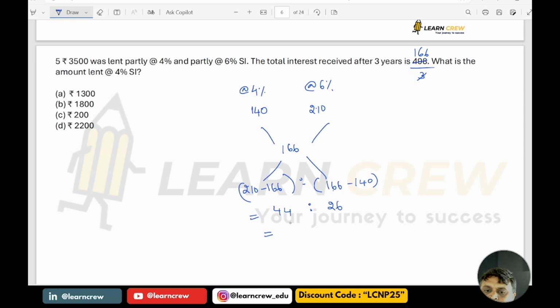So here the ratio is 22:13. So total 35 parts is 3500. So 23 parts would be 2300. So the answer is 2300. What is lent? Am I correct? Sorry, it is 22, it is 13. So total 35 parts. So it is 2200. 2200 is the answer.